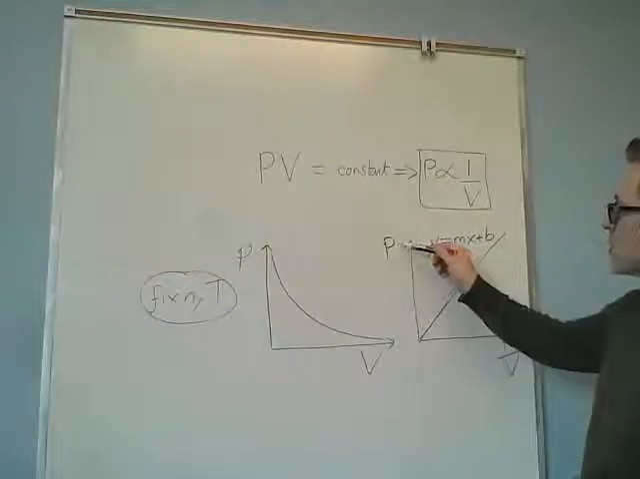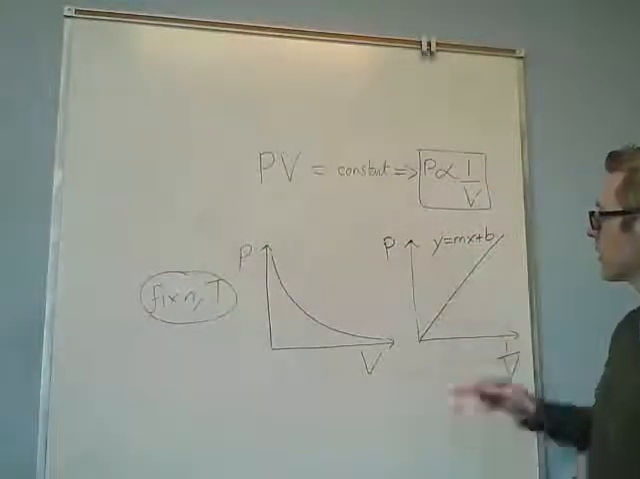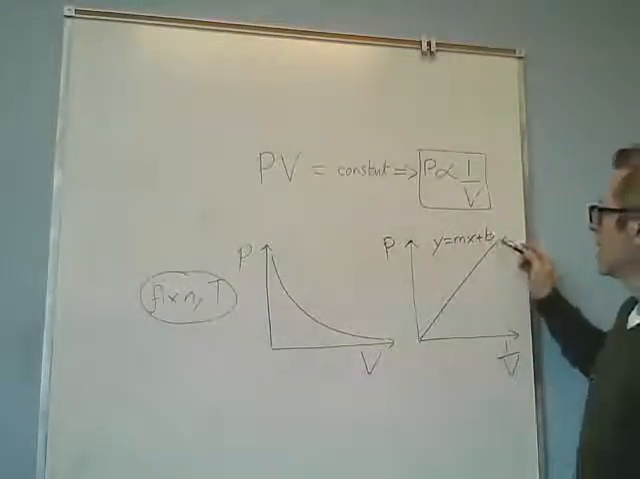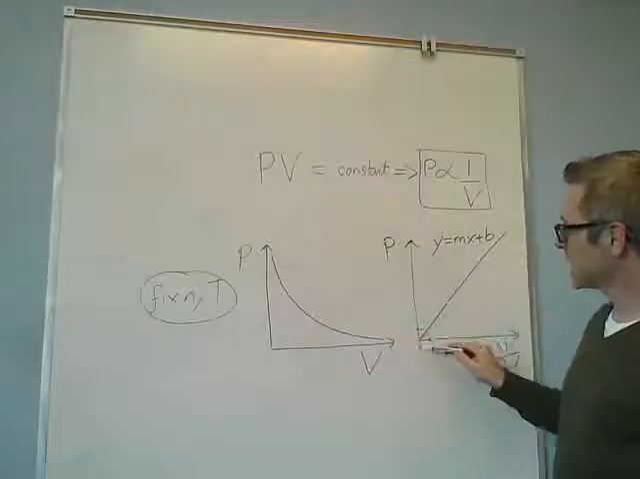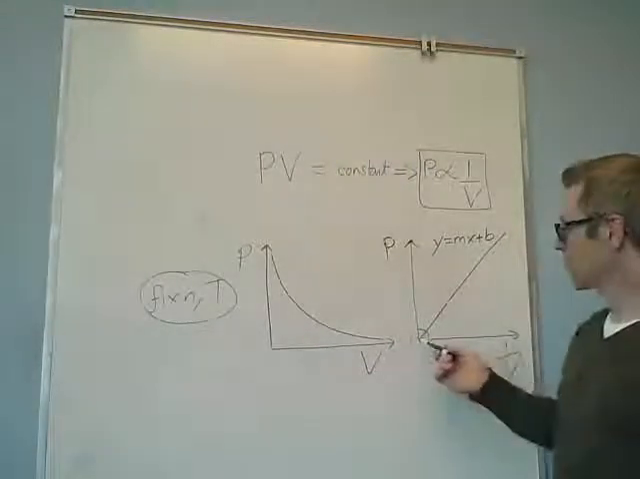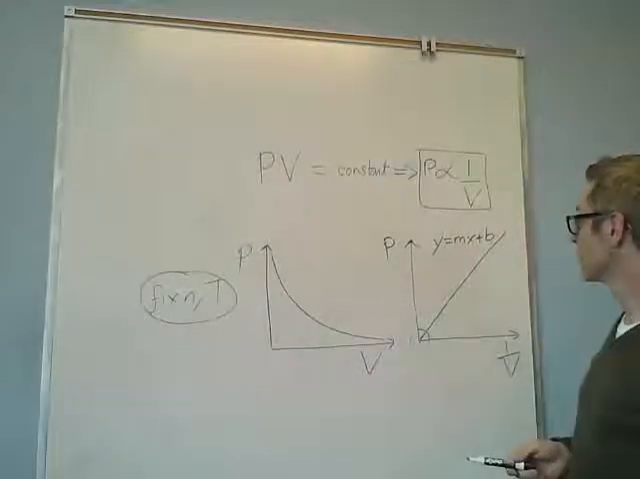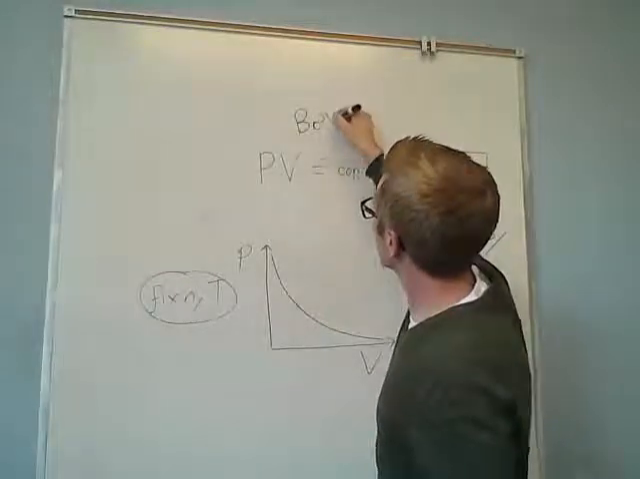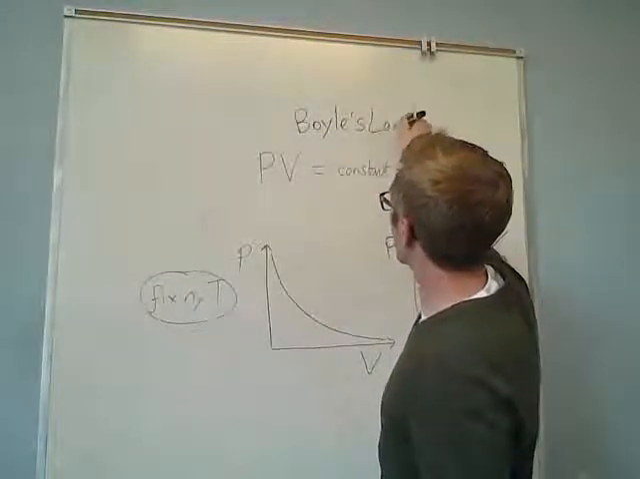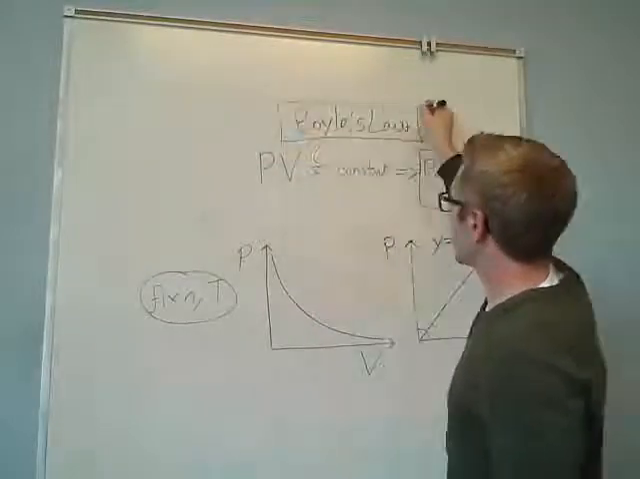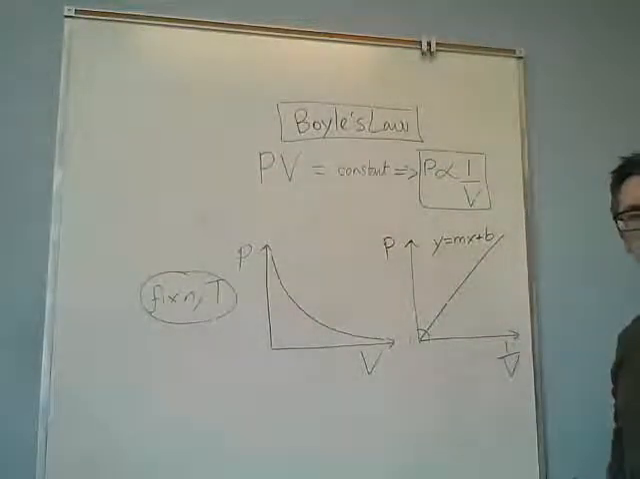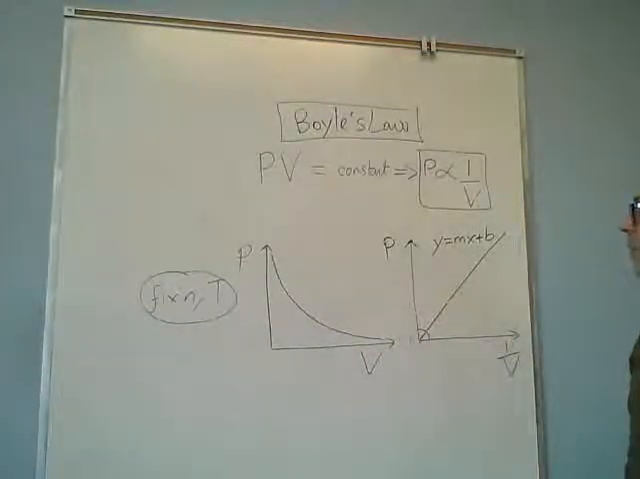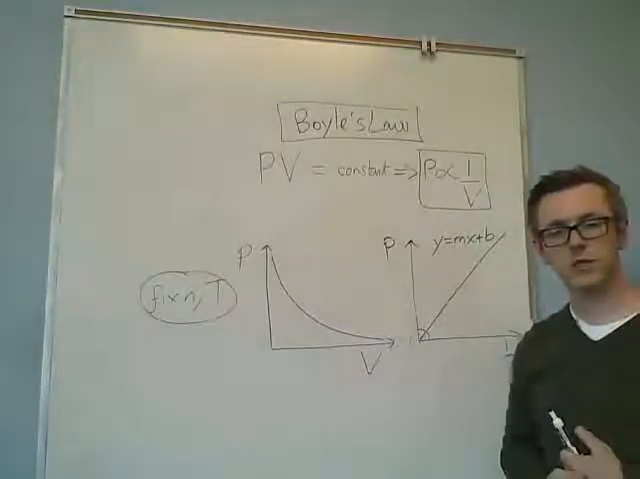Remember that y in this case would be the y-axis, or pressure. x would be the x-axis, or 1 over volume. And b is the intercept. In this case, ideally, it would be 0, because if you have 0 volume, you have 0 pressure. This is known as Boyle's law, after Robert Boyle in the late 1600s, early 1700s. Okay. So this is one of the 4 equations we're going to look at.